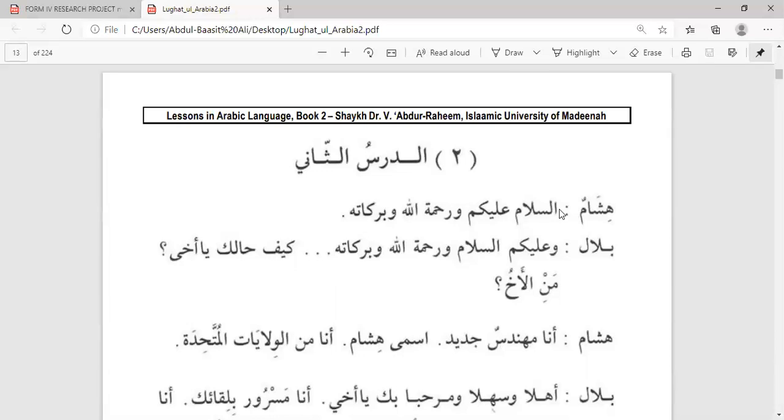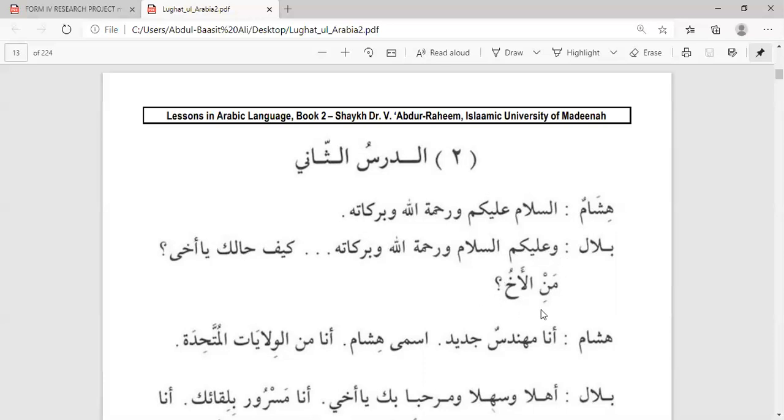Okay, so we see the word here. You all see the cursor on the screen? Right. So, ya akhi. The word akhun means brother. Akhi means my brother. Of course, this has become a mainstream word now in Trinidad and other parts of the world, both among Muslims and non-Muslims. Akhi, my brother. So akhun, brother, and of course the ya al-mutakallim, the person speaking, akhi, my brother.